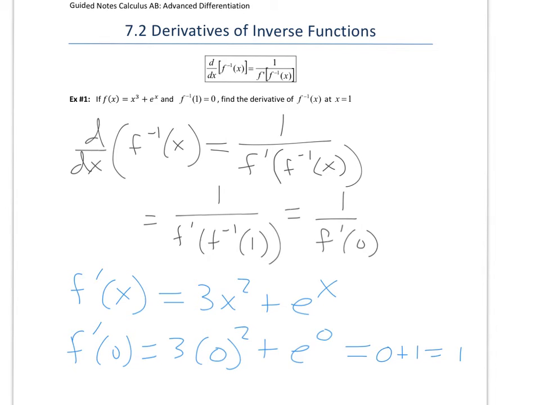So, going back up to our original problem, we plug in a 1, we get 1 over 1. This whole thing is just 1. Now, it probably won't always be that pretty, but the math is pretty standard. You're going to first find your inverse value, and then you're going to find your derivative, and then plug in that value.